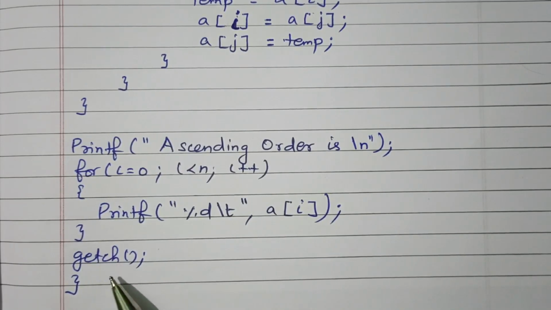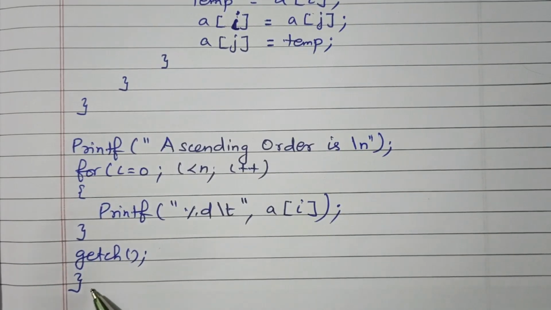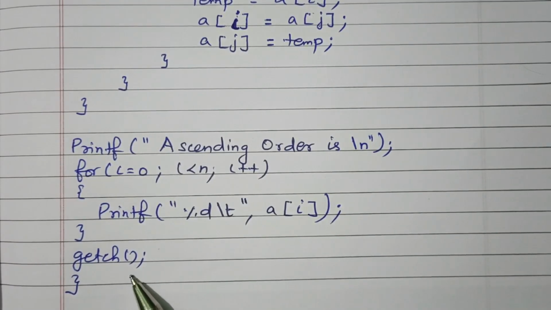Then the for loop is closed. After getch we can close the program. getch will get a character from the user. Until then, the program will display the output so that we can view it. After viewing the output, if we enter a character, it will get the character and terminate the program. Now we will see the output. What is the output of this program?